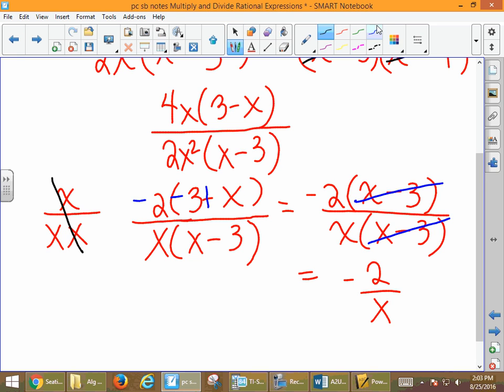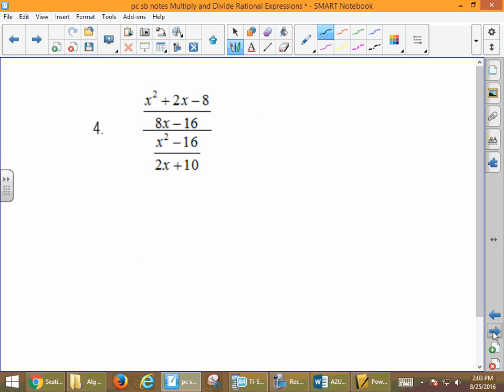Hopefully I left enough space for you as we flip over here to the next. Problem number 4 looks like this. In terms of the online assignments, every online assignment problem looks like this. Just want to tell you that ahead of time.